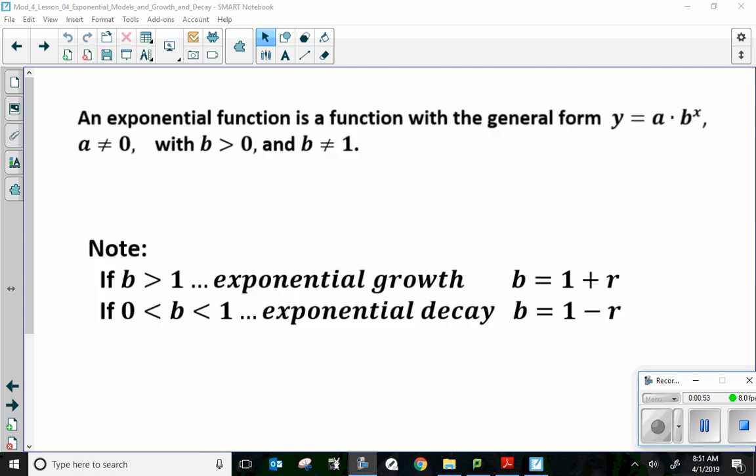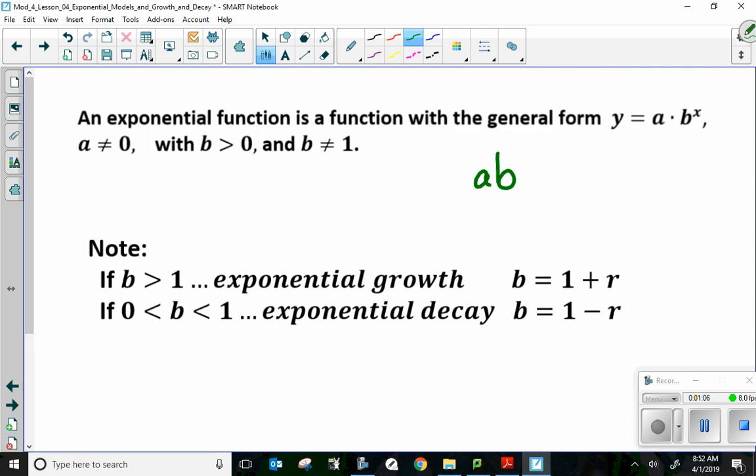All right, let's go over some basic ground rules. An exponential function is a function with a general form y equals a times b to the x. Okay, we've seen this. A, b to the x.